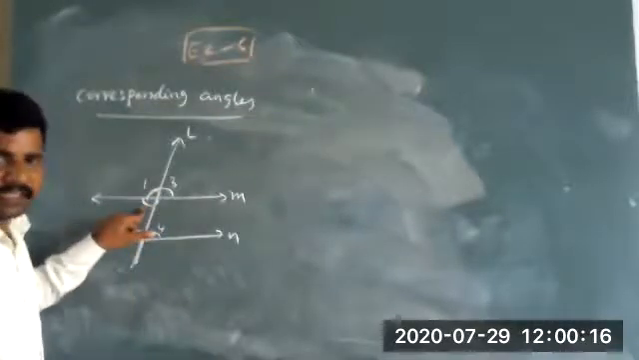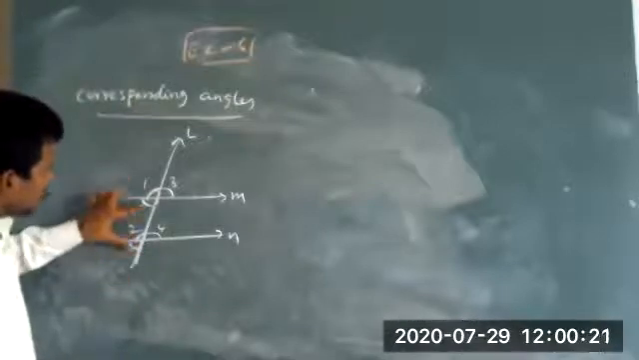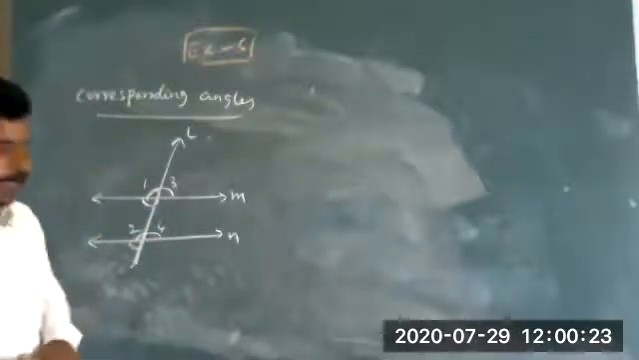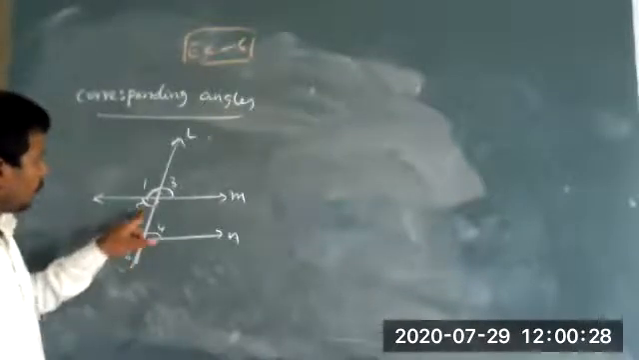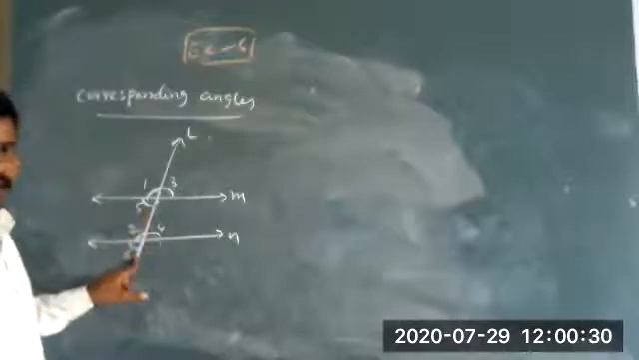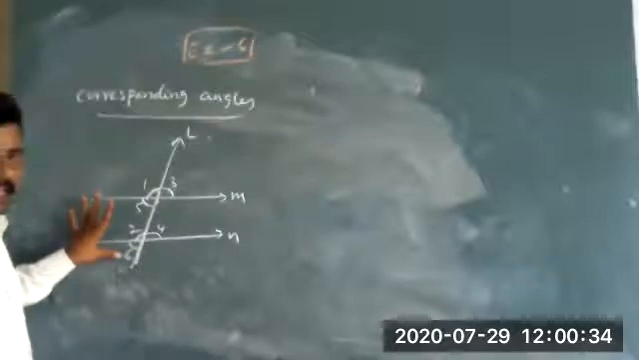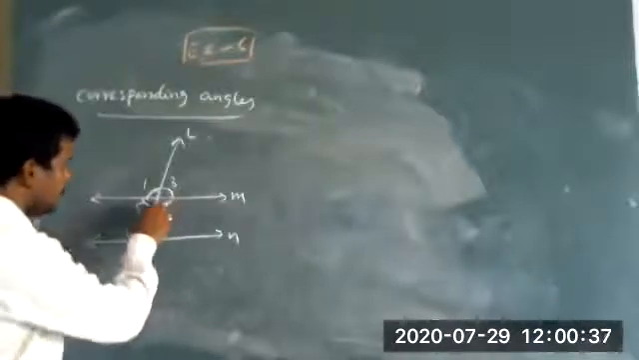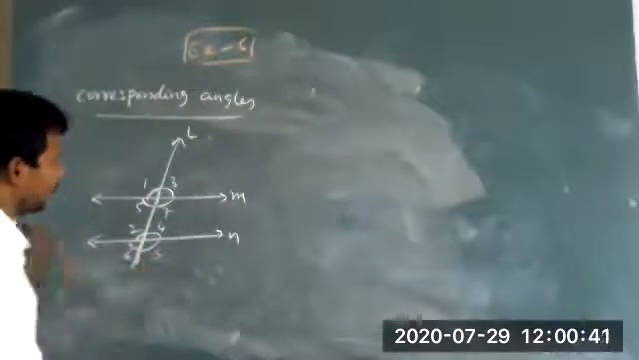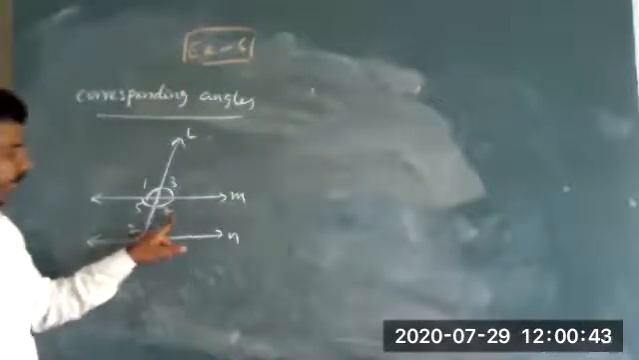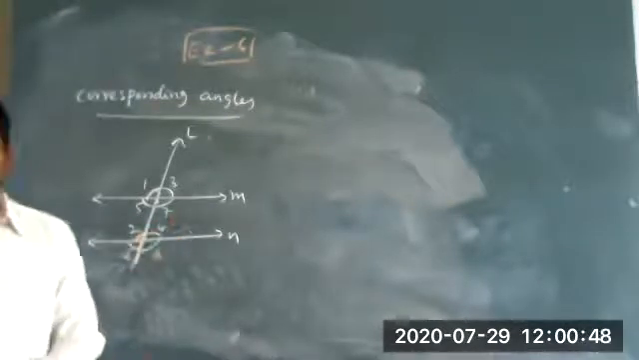And this is the interior angle. Now it is an interior angle. It is an exterior angle. These two angles are corresponding angles. If this angle is named 5, this angle is named 6. So 5 and 6 are corresponding angles. Why? Because angle 5 is interior and angle 6 is exterior. Now this angle is named 7, this angle is named 8. Angle 7 is interior, angle 8 is exterior. These two angles are corresponding angles.